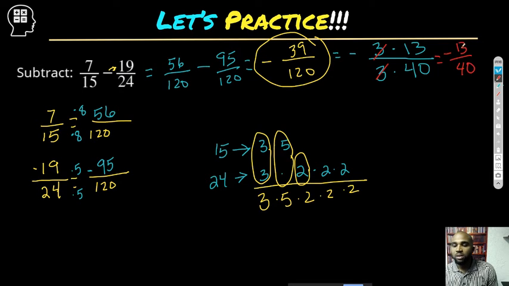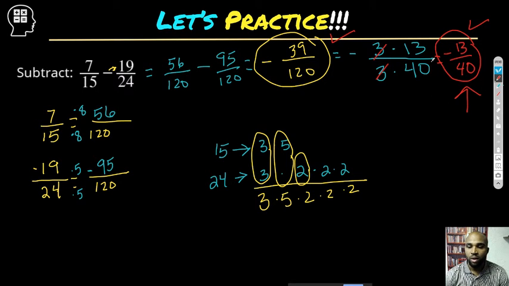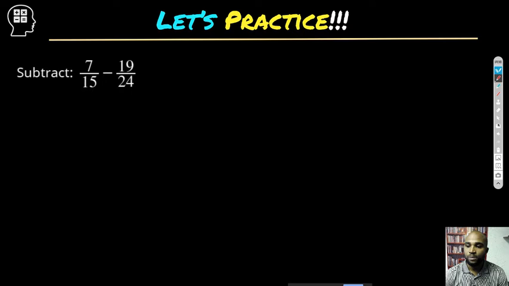Now I'm looking at these two, and 13 is a prime number, so I know it's not going to be able to take anything out with 40. So this is as low as we can go. So both of these are correct. However, this is the ideal answer because it's simplified, it's reduced, it's brought down to where the numerator and the denominator have no common factors other than 1.